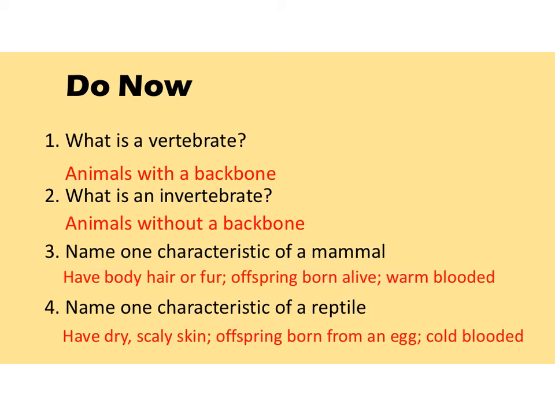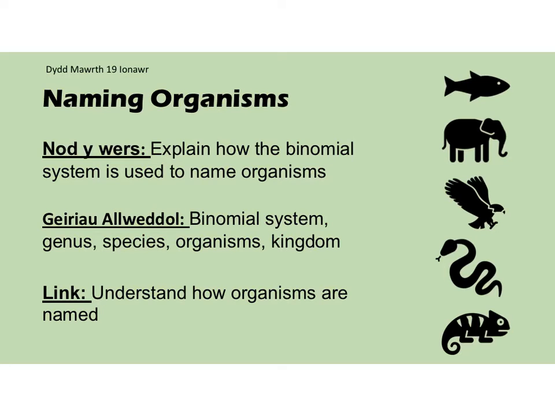Number 3, name one characteristic of a mammal. So I've written a few examples here. As long as you have one of these, you can give yourself a tick. So have body hair or fur, offspring are born alive, and they are warm-blooded, but you could have had any that were written on the slide from yesterday. Number 4, name one characteristic of a reptile. So again, I've written a few examples. They have dry, scaly skin, their offspring are born from an egg, and they are cold-blooded. So give yourself a mark for each one of these you got right.